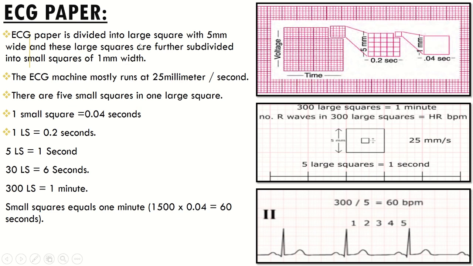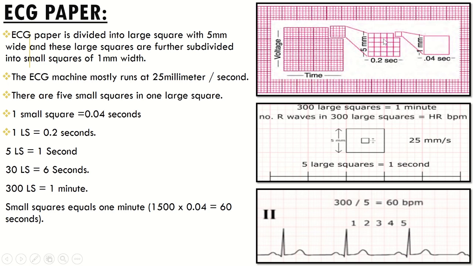ECG paper is divided into large squares 5 mm wide, and these large squares are further subdivided into small squares of 1 mm width. So this is the ECG paper. These dark lines are the large squares and these very light lines are the small squares. Each large square has 5 small squares, 1, 2, 3, 4, 5, lengthwise and breadthwise. So totally 25 small boxes are there. This is a large square and one small square, that is 1 mm width.